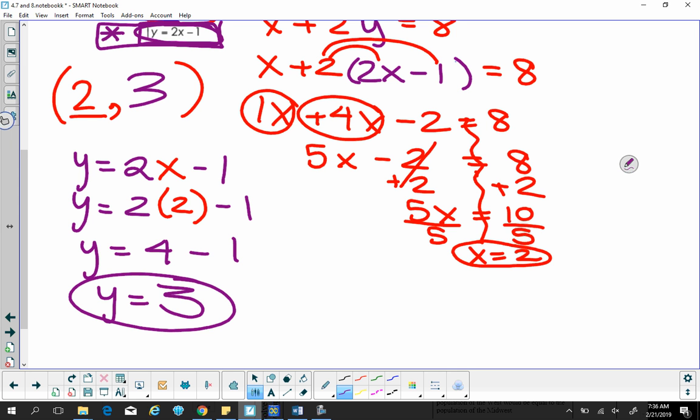So it's the same thing as if you were to put both of them in slope-intercept form and graph them. That's the point where they intersect. So it's just a different way of doing it because if you're not provided a graph, that's going to be really annoying to try to solve. Does this make sense what we did here?